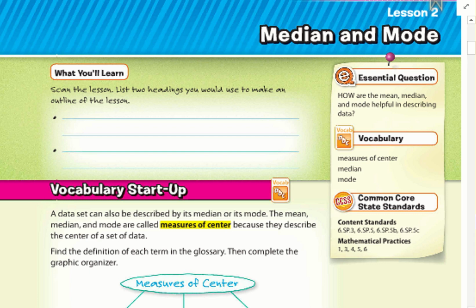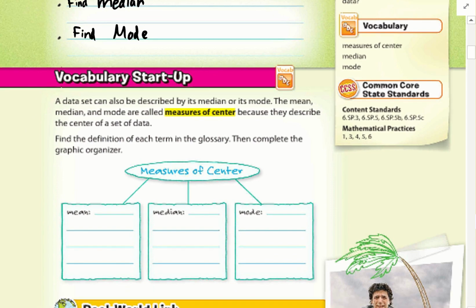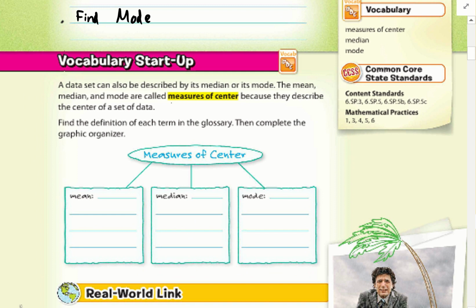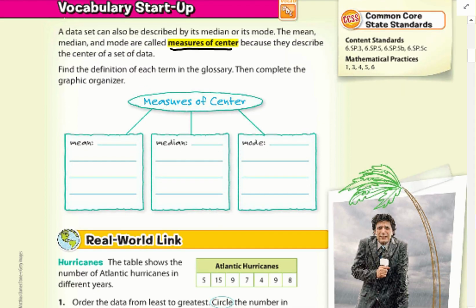Today we'll be learning how to find median, and we also learn how to find mode. So this is going to be something important for you to remember. It's called the measures of center. The measures of center describes the set of data, so the center of the set of data. So we have the mean, which was the previous lesson, and then today's the median and mode.